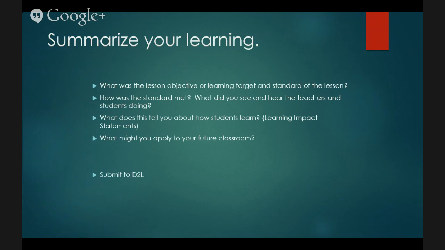So what do you need to include in your summary? It's not really a repeat of what you put in the observation protocol, although you're going to refer back to that. But there are 4 big things that I want you to answer. First of all, what was the objective or learning target that was being met in this lesson? That's when you're going to go back and refer to some of those things that you noticed, but you're going to shrink them down, put them in your own words, and make them more concise. So the standard was met by, you're going to fill that in.